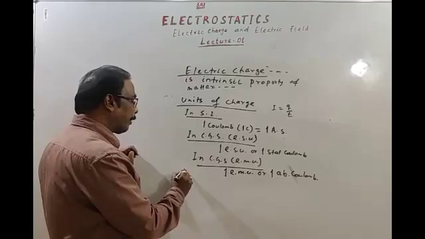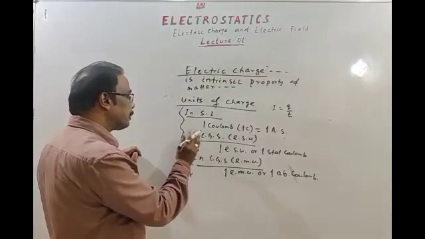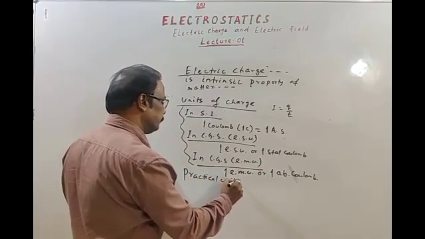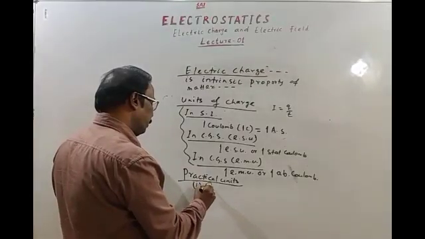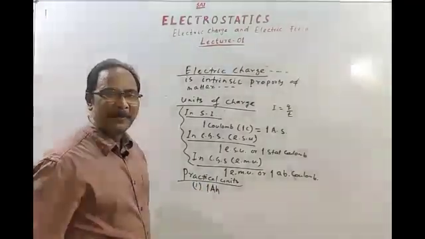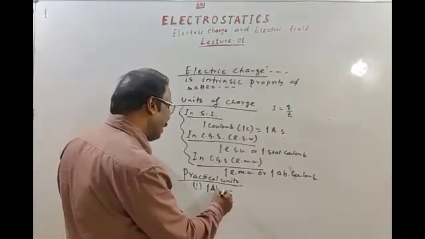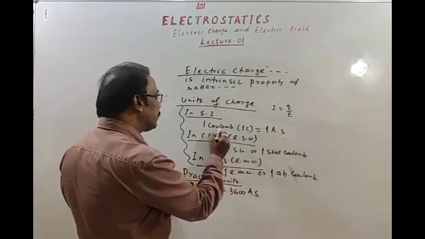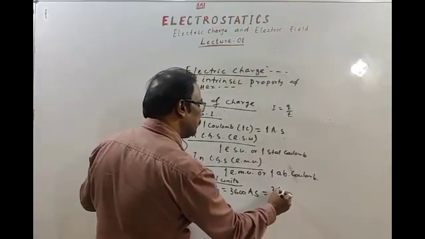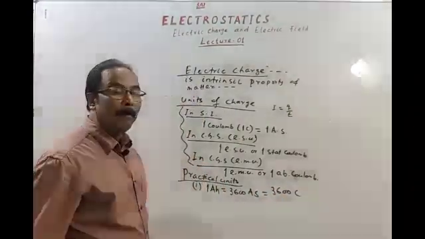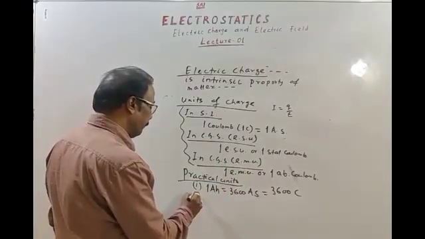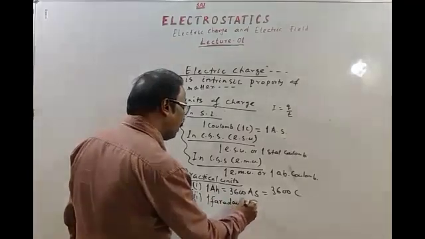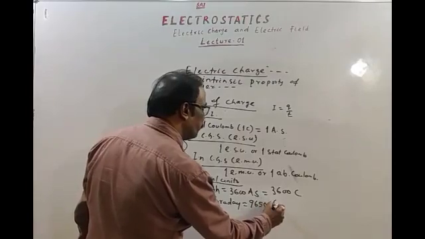Then practical units, in MKS and CGS, meaning SI and CGS, practical units of charge. Number 1 ampere hour: you know 1 hour is 3600 seconds, so 1 ampere hour is 3600 ampere second, and 1 ampere second is 1 coulomb, so 1 ampere hour is equal to 3600 coulomb. Then the practical unit is also 1 farad. 1 farad is 96500 coulomb.